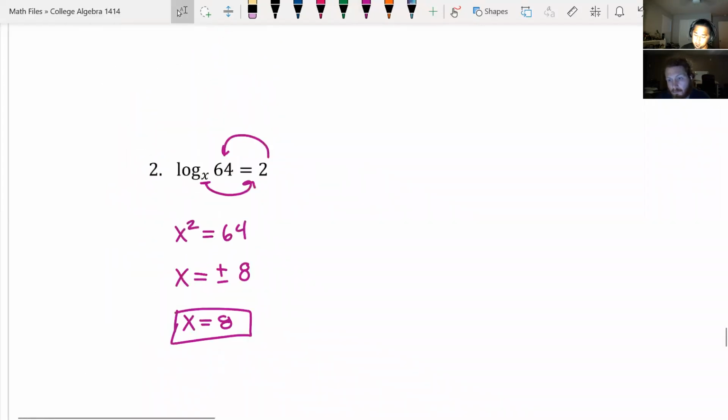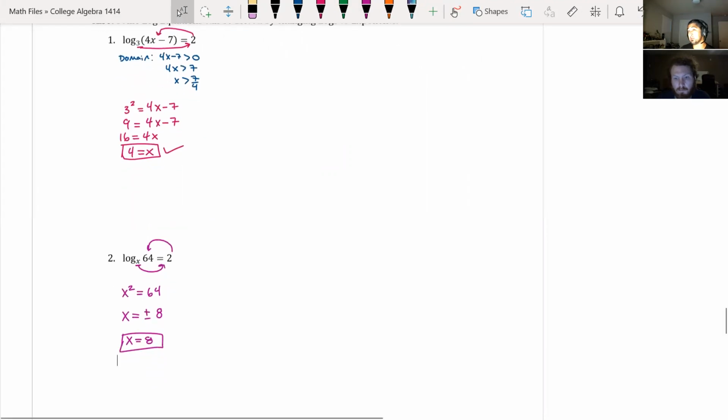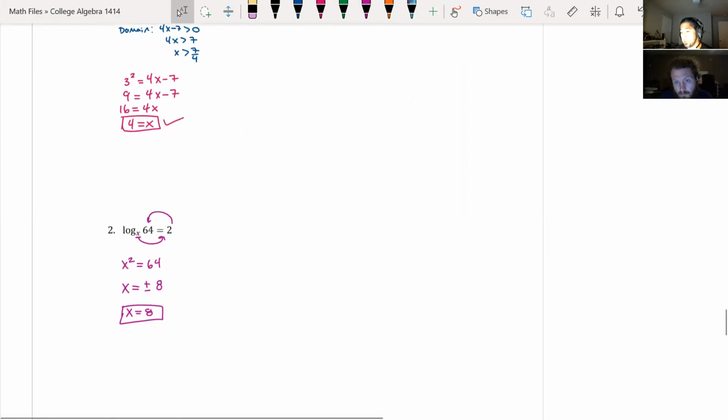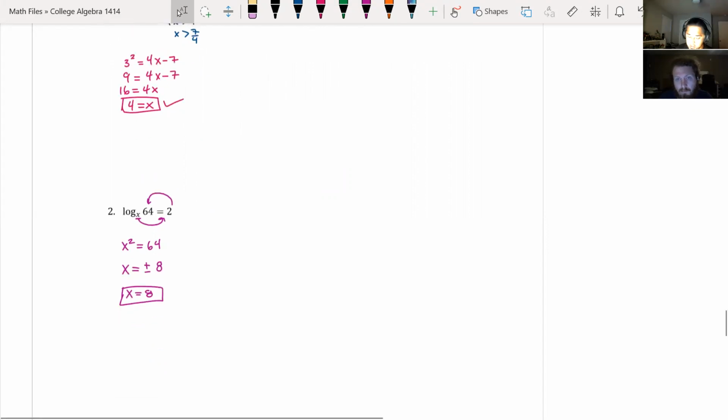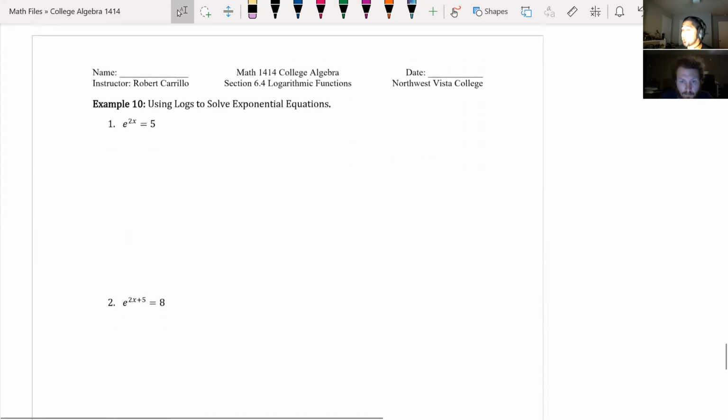Okay, cool. So that is solving logarithmic equations. You will convert them to exponential and then solve for x. Next are the fun ones. Here, we are going to solve exponential equations. And to do this, we will convert them into logs as we did on the first page.